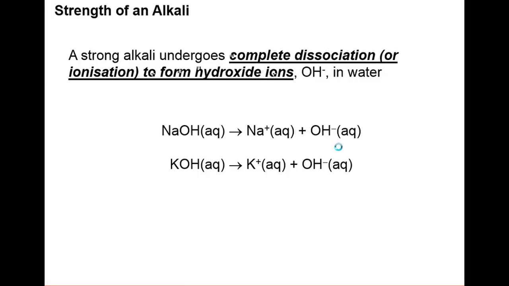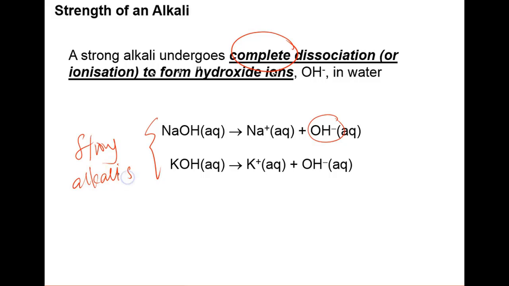We now move on to the strength of an alkali. Similar to the strength of an acid, it refers to how much the molecule dissociates. This is the same for alkalis. If I have a strong alkali, it undergoes complete dissociation, and during this dissociation, it gives me the hydroxide ions. So NaOH and KOH are strong alkalis because they are fully dissociated in water.